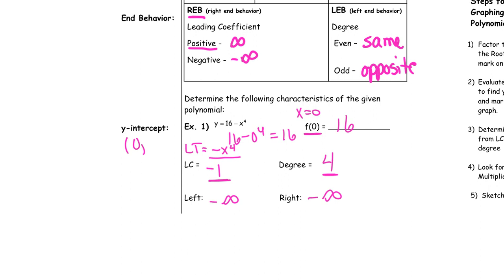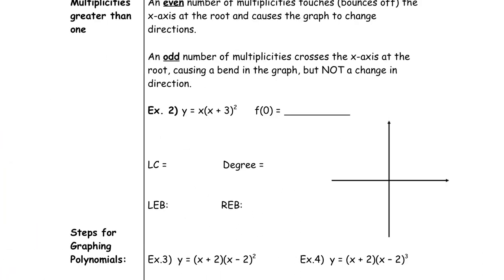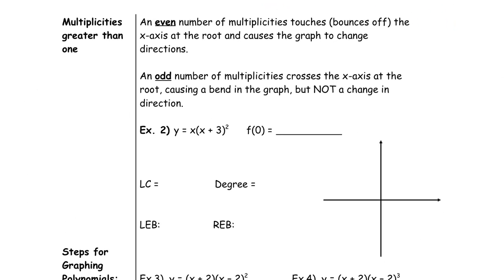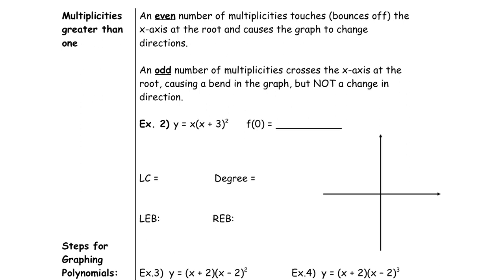So let's look at some other stuff. Now we get to talk about multiplicities. An even number of multiplicities means, remember when we had something like x minus 3 squared? What's the h, k for this right here? 3, 0. The vertex actually sat on the x-axis, right? And then it would bounce. Okay, so that's all that's happening here. If we have an even number of multiplicities, our graph is going to touch there and turn and go the other direction.